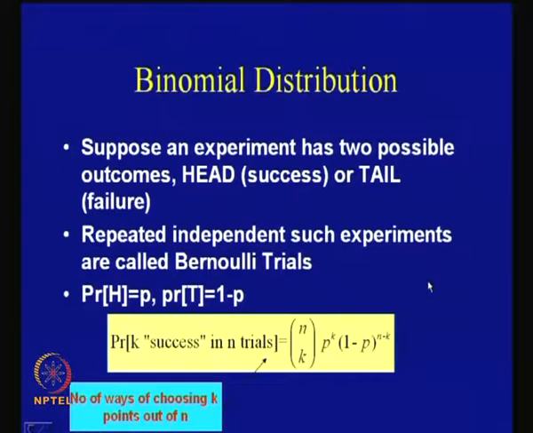So then we actually define a very important distribution which is called a binomial distribution. It says that suppose there is an experiment and it has two possible outcomes, like either a success or a failure, or a head or a tail, and then we repeat the experiment independently, and these are called Bernoulli trials.